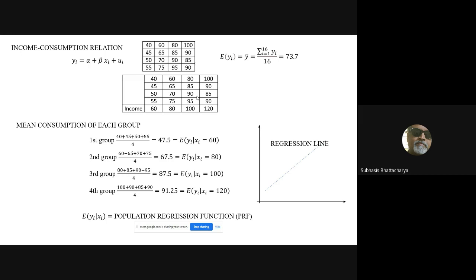Same table in terms of different income. First group, the income is 60. Second group, the income is 80. Third group, the income is 100. And the fourth group, the income is 120. These are the family income.